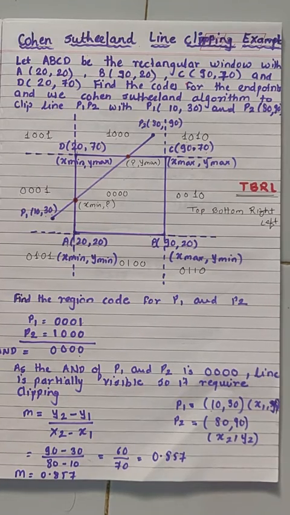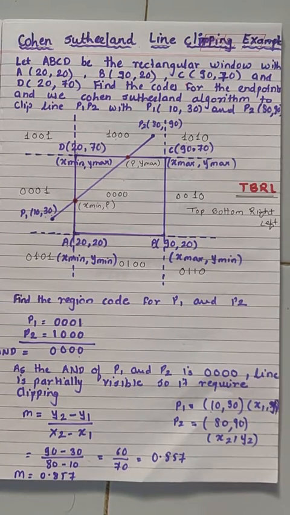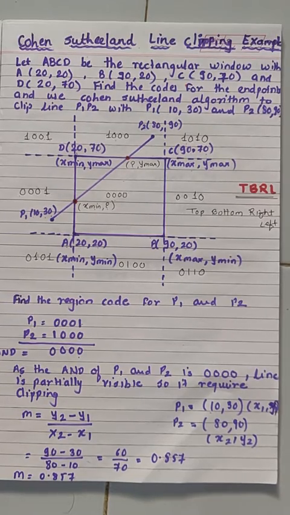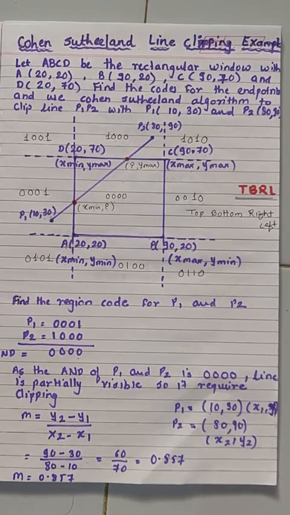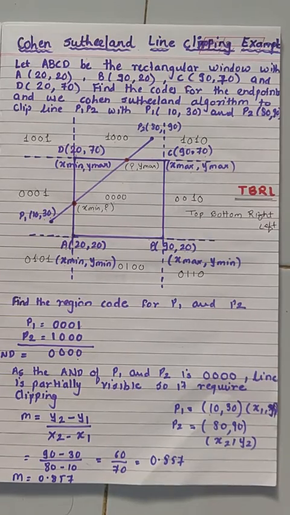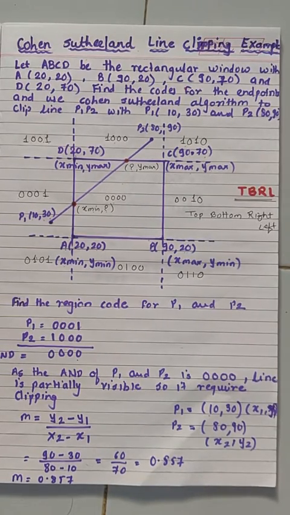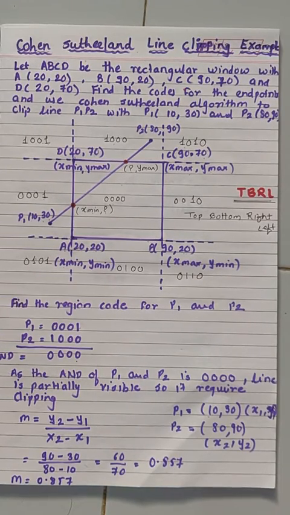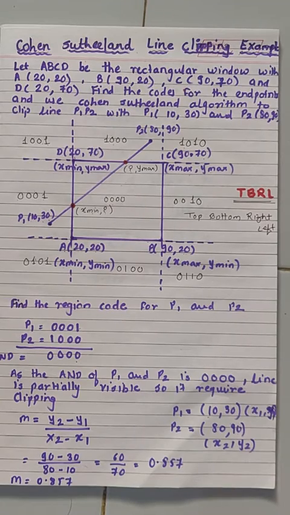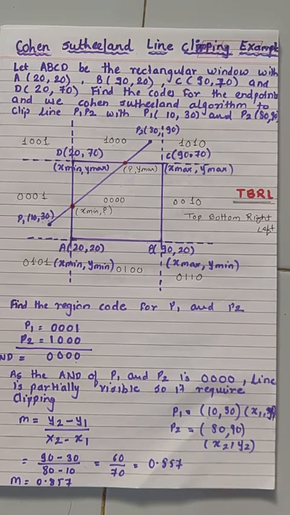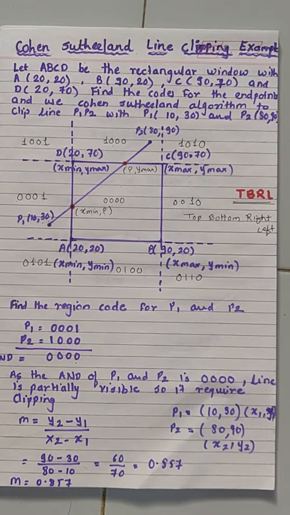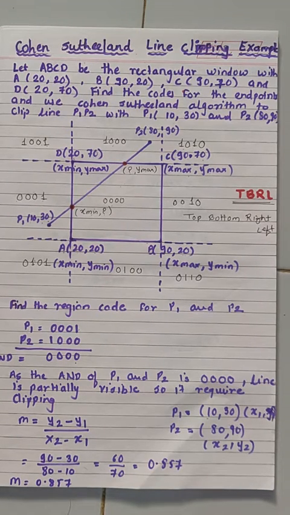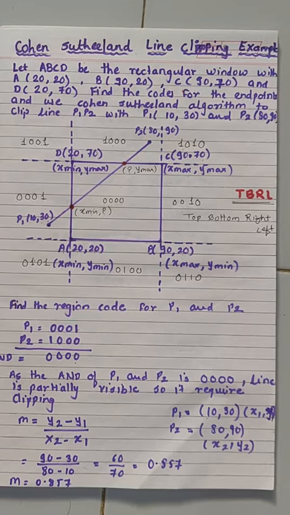In the previous lecture, we went through the Cohen-Sutherland line clipping algorithm. In this lecture, we are going to solve a problem based on the same. The problem is given as: let ABCD be the rectangular window with A as coordinates 20, 20, B as coordinates 90, 20, C as 90, 70 and D as 20, 70. Find the codes for the endpoints and use the Cohen-Sutherland algorithm to clip line P1, P2 with P1 as 10, 30 and P2 as 80, 90.